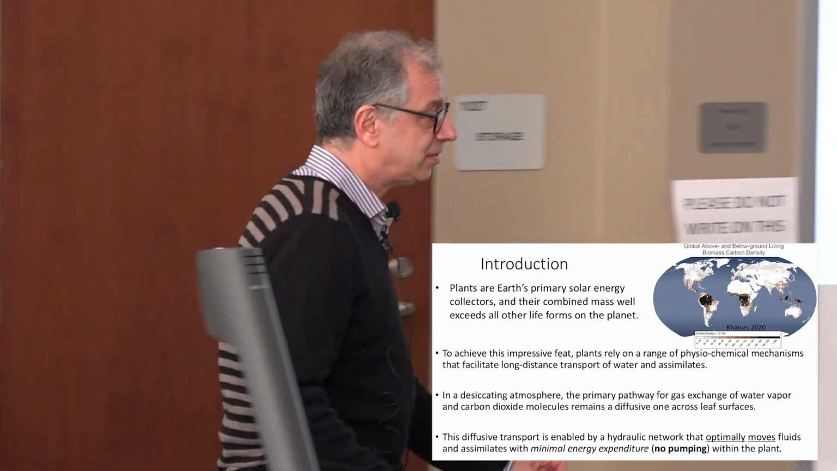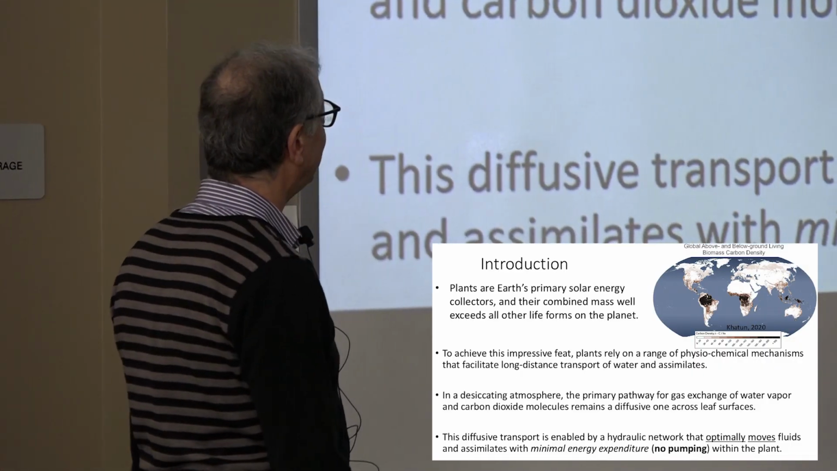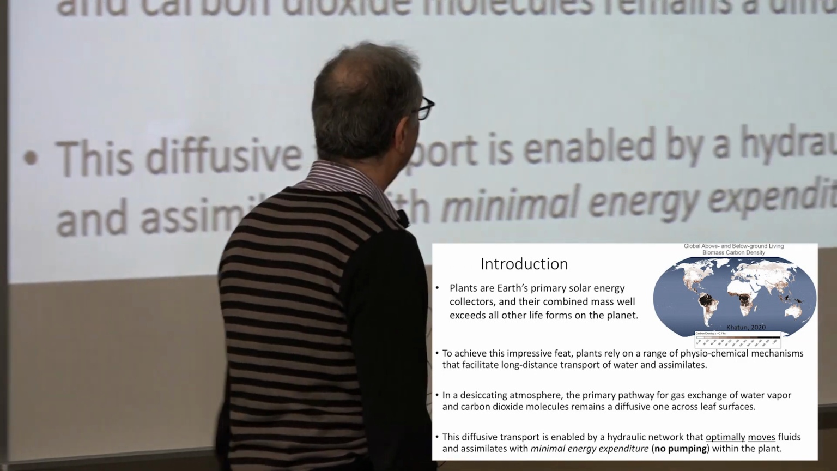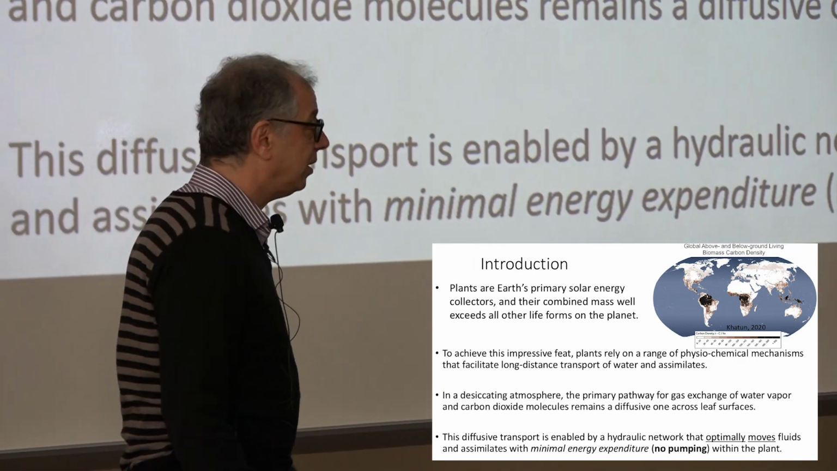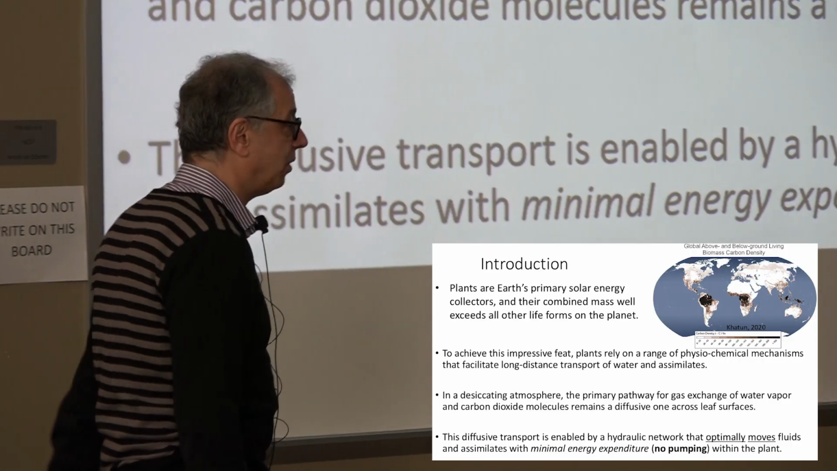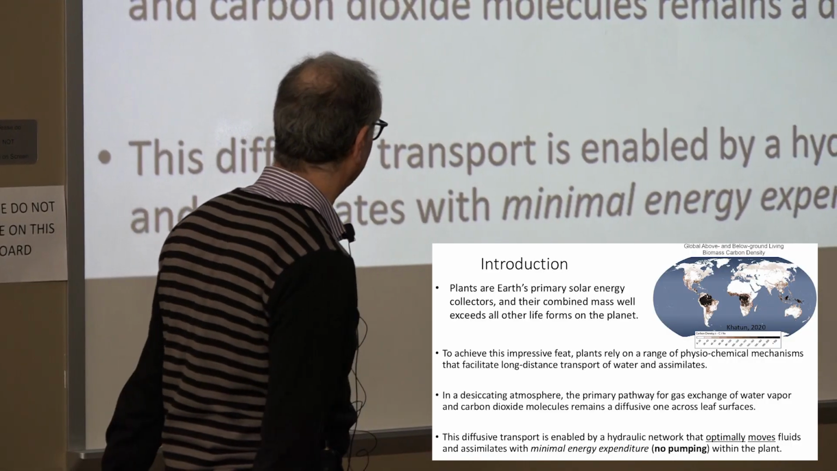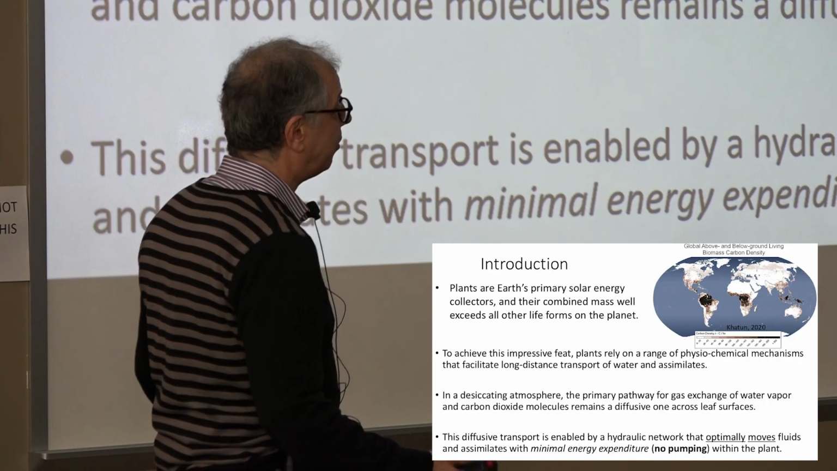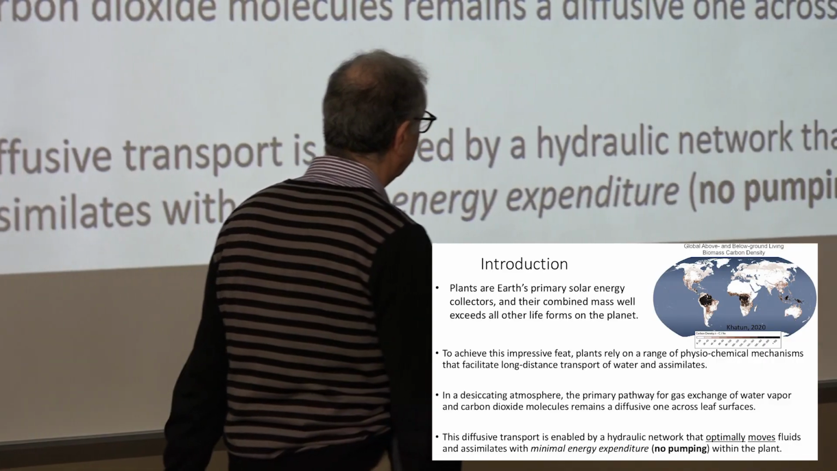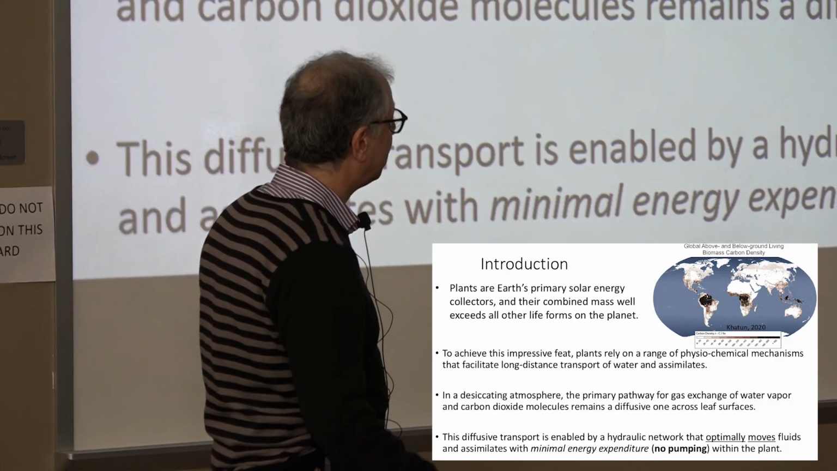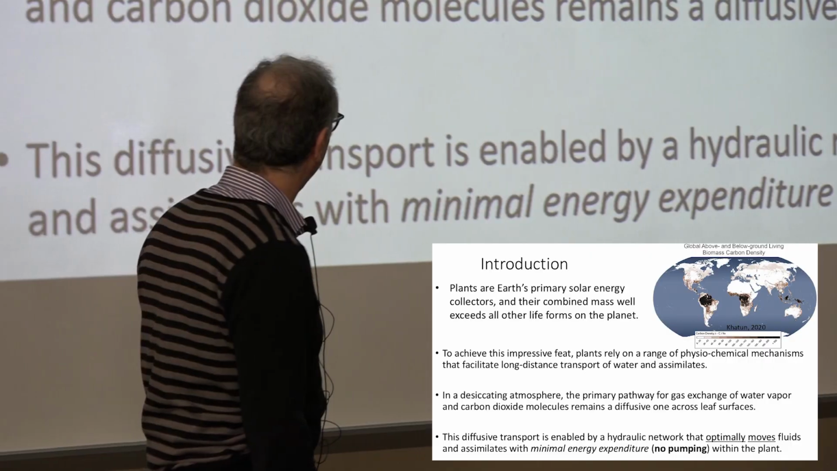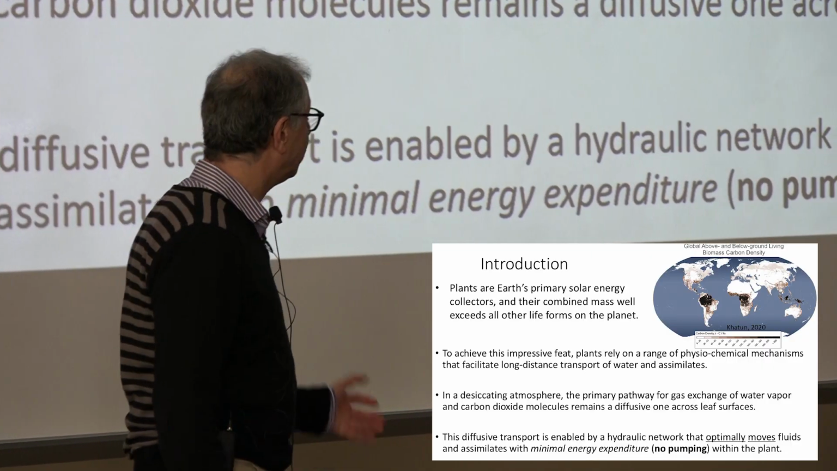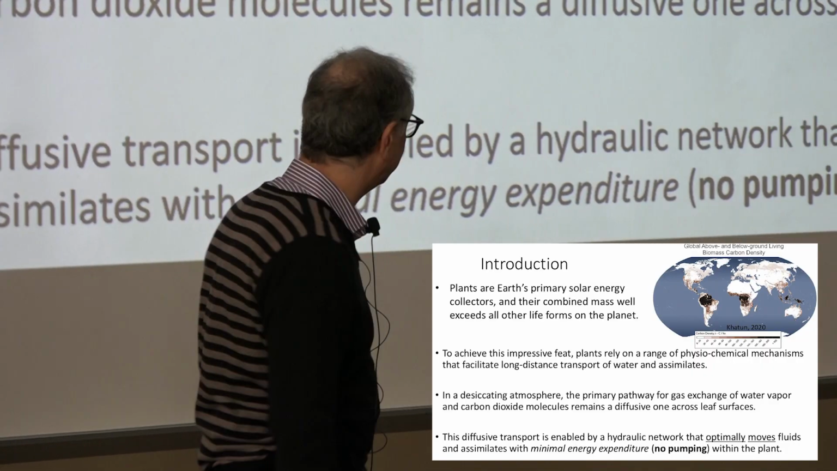Okay, so let's start with some motivation. Plants, as you might guess, are Earth's primary solar energy collectors. If you look at their combined mass, they exceed all other forms of life on the planet. So if you look at the mass per unit area, they have certainly done much better than anybody else. And it's interesting to ask how were they able to achieve this impressive feat? If you dig a little bit deeper, you discover that they had to rely on physicochemical mechanisms that had to facilitate long-distance transport of water and sugars, as we shall see in this talk.